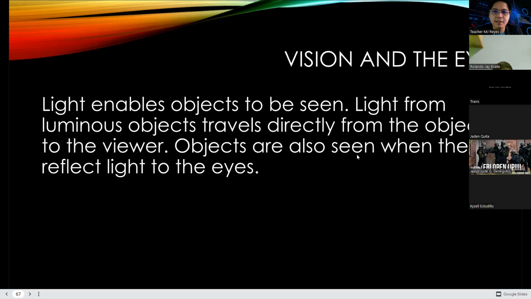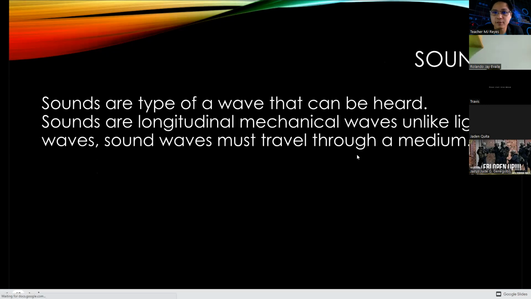Okay, vision and the eye. Light enables objects to be seen, of course, because again, even in photography it is light. Without light, there is no photography at all, or there are no pictures, or we cannot see anything. Okay, light from a luminous object travels directly from the object to the viewer. Okay, objects are also seen when they reflect light into our eyes. Colors, as we can always observe, are a reflection of light in our eyes. Okay, again, without light, you cannot actually see any color at all.